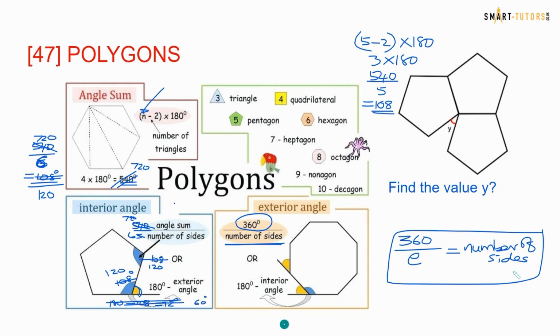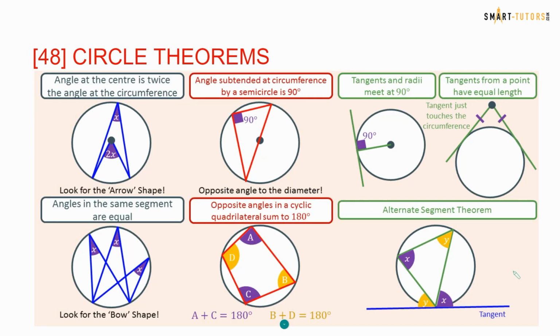Right? So in this question, 108 is the interior angle of this one. So this also 108 and this also 108. So I'm sharing my idea. So points around the point here, 360, 108, 108, 108, add them up and take away from 360, you will get the answer. Topic 48, which is circle theorems.